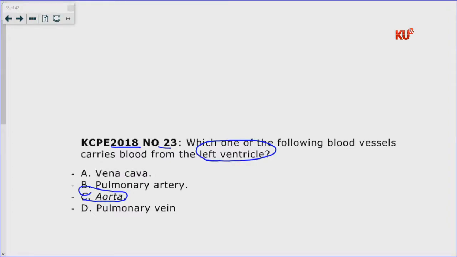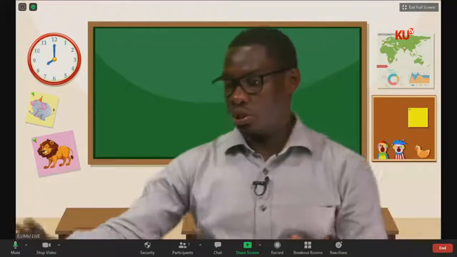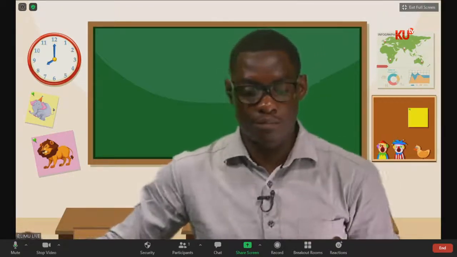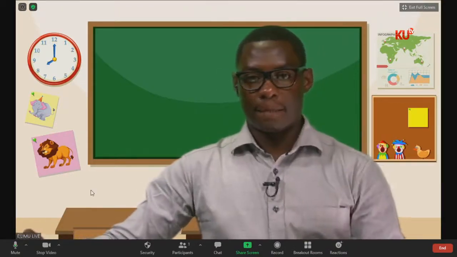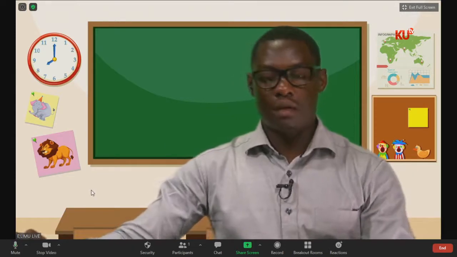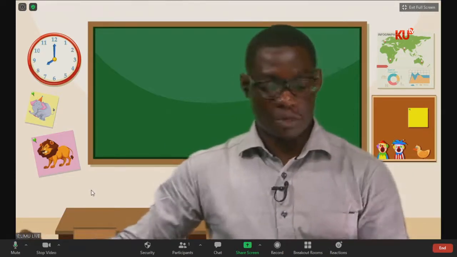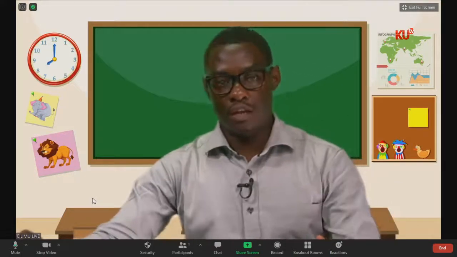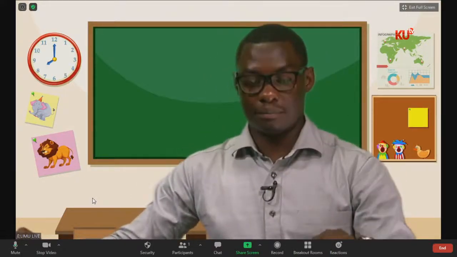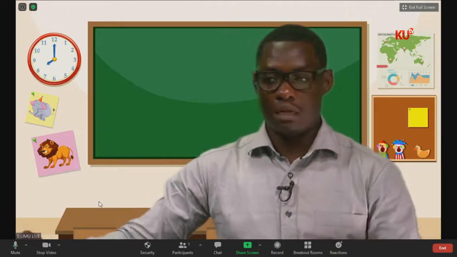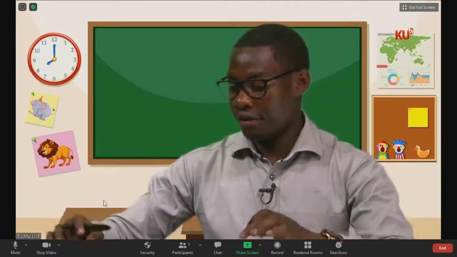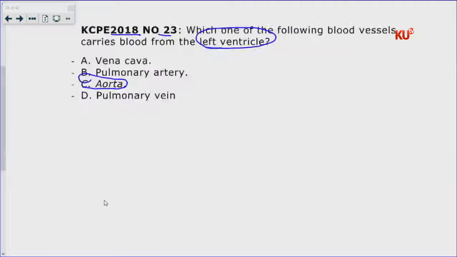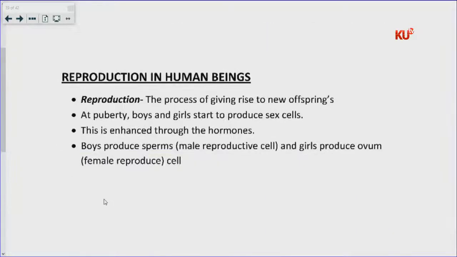That is all about blood circulation, and we are now doing the last part of the human body, and that is what we call the reproductive system or reproduction in human beings. So that is the last part that I want us to look at, and I'll be very fast, so you have to bear with me. So we start by defining some terms.